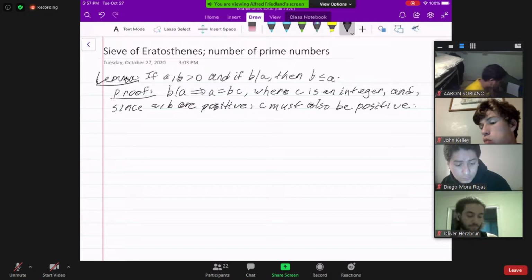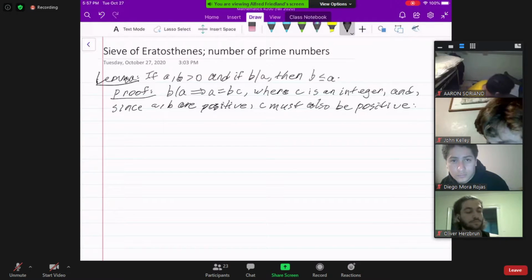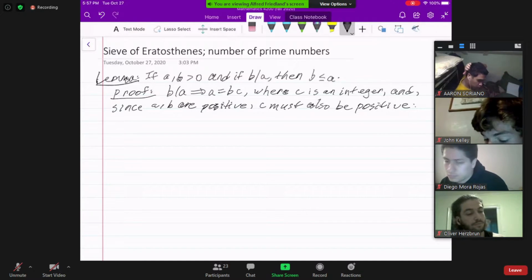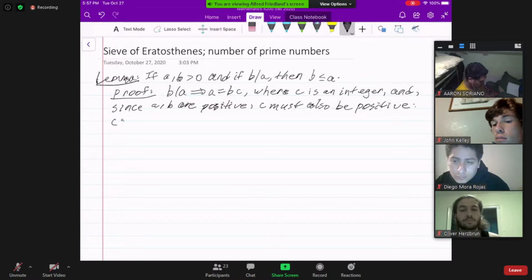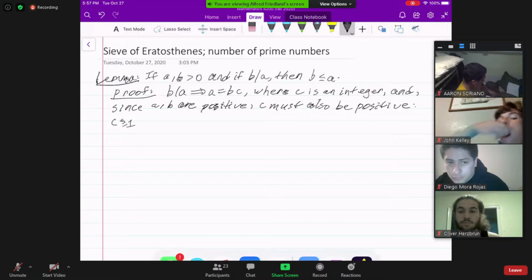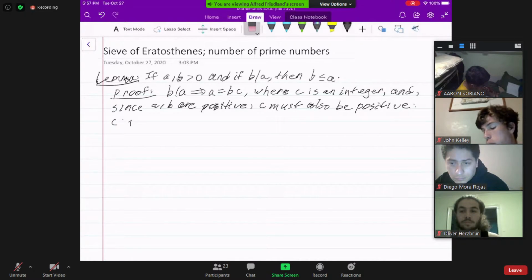But we're assuming the basic laws of arithmetic for number theory. So if C were negative, then since B is positive, B times C would be what? Positive times negative would be negative, and A would be negative. It's not. So C has to be positive, and then I have a colon there, meaning C has to be, if it's positive, the smallest positive integer is 1. So C has to be at least 1.